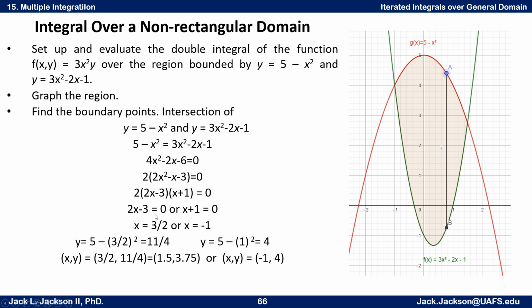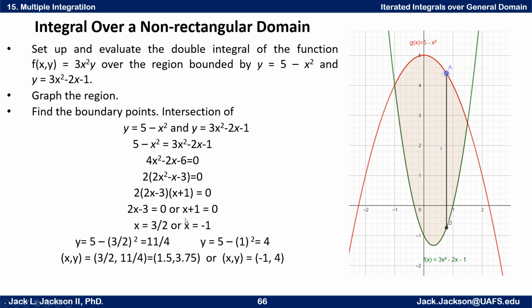If we have x equals 3 halves, then we plug it into one of these equations to find y. It could be either one. Looks like this one might be the easiest, so I used it. 5 minus 3 halves squared because x is 3 halves. Let's see, 3 halves squared is 9/4. 5 is 20/4, minus 9/4 is 11/4. So that says this point here, where the two curves meet in the first quadrant, is the point x,y equals 3 halves, comma 11/4, or in decimals 1.5, comma 3.75. And if you look, that does seem to agree with the picture that we have.